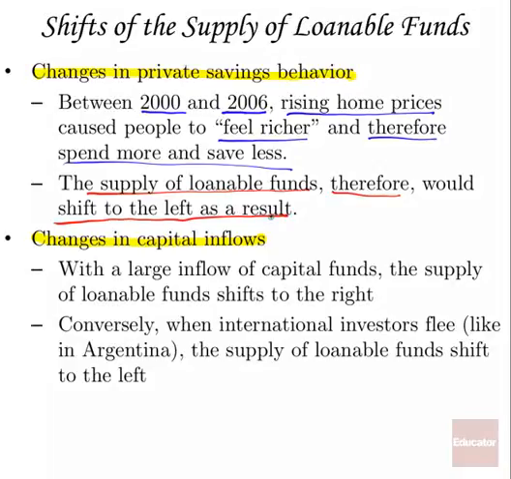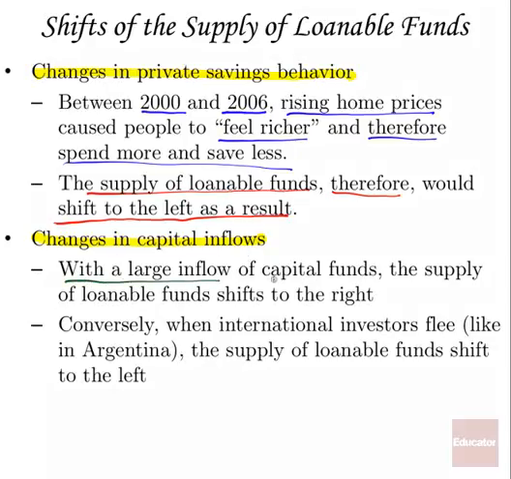Now, the converse is absolutely true as well. Between 2008 and 2010, let's say, with the Great Recession, the economic collapse in the United States and worldwide, you can argue that the supply of loanable funds increased to the right because people were now saving more and spending less. So if it works one way, it's going to work the other way as well. Okay, another reason why the supply of loanable funds will either shift to the left or the right would be changes in capital inflows.